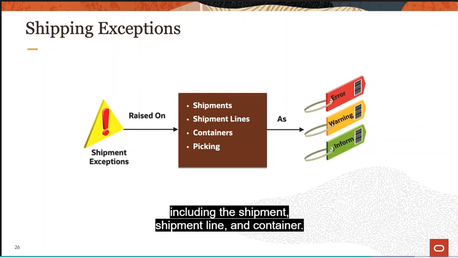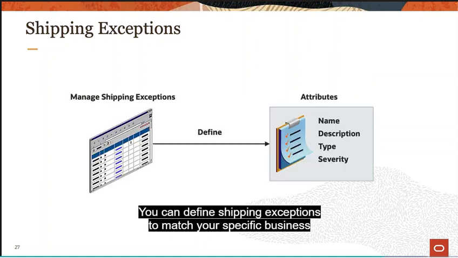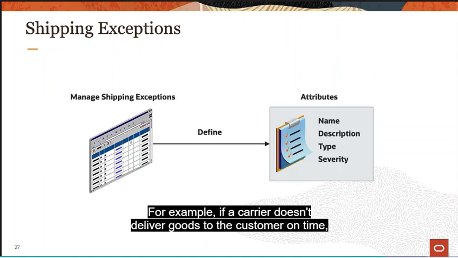Shipping exceptions can be raised at different levels, including the shipment, line, and container. For each shipping entity, the exception logged against it is available on the Review Shipment Exception page. Shipping exceptions are categorized by type, and the type includes error, warning, and information. You can define shipping exceptions to match your specific business requirements.